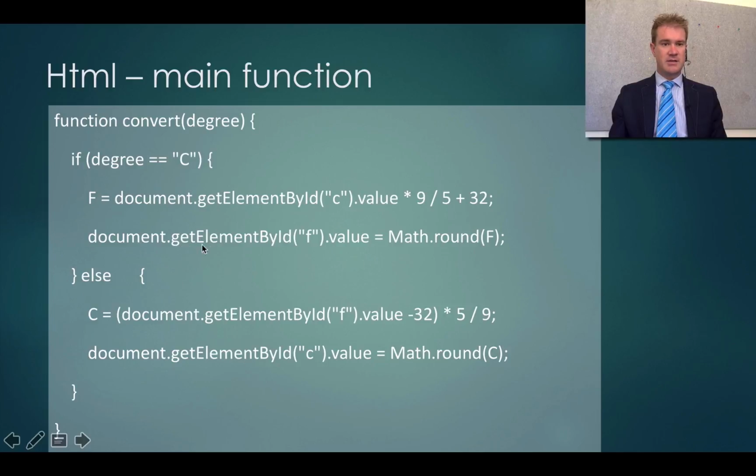Then we do document get element F dot value, and we round it. Else, so this means we would have sent an F. We want to do the opposite. We go C equals get element entered, do the conversion from Fahrenheit to Celsius, and then round that C that we just created, and that will round our number to the nearest whole number.